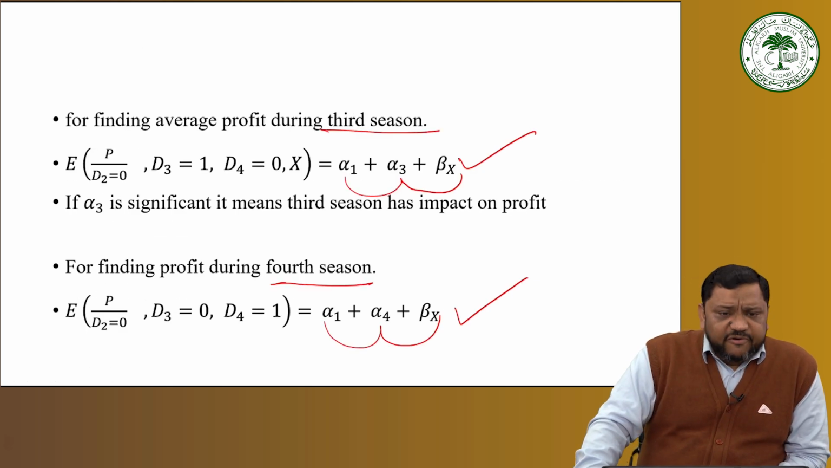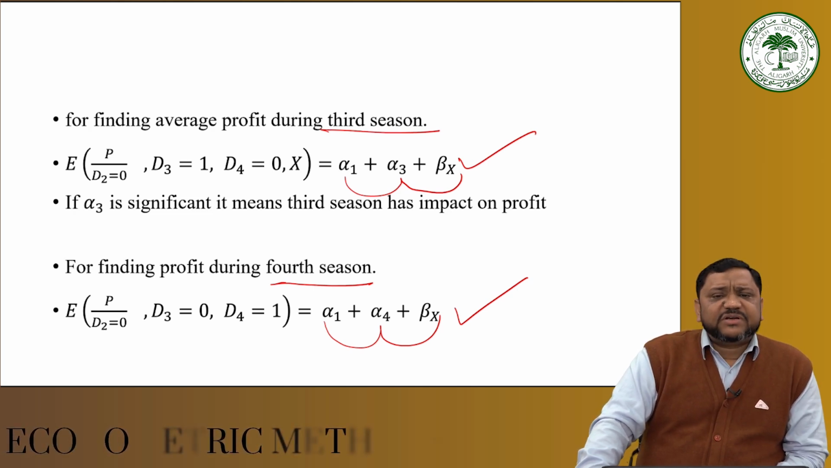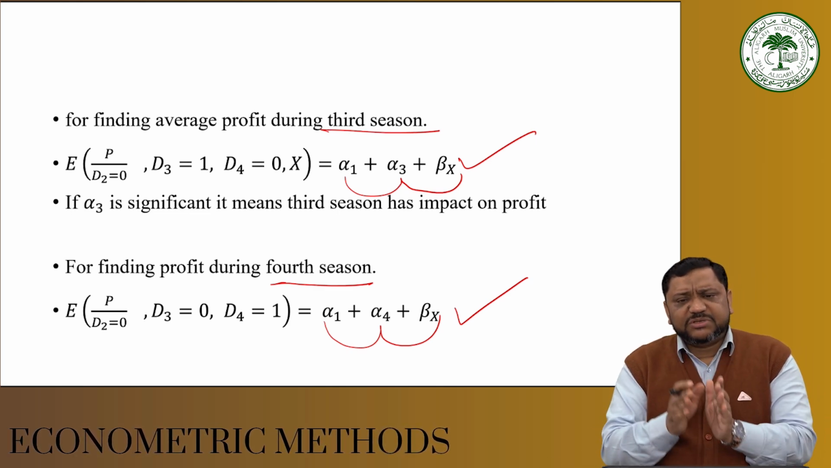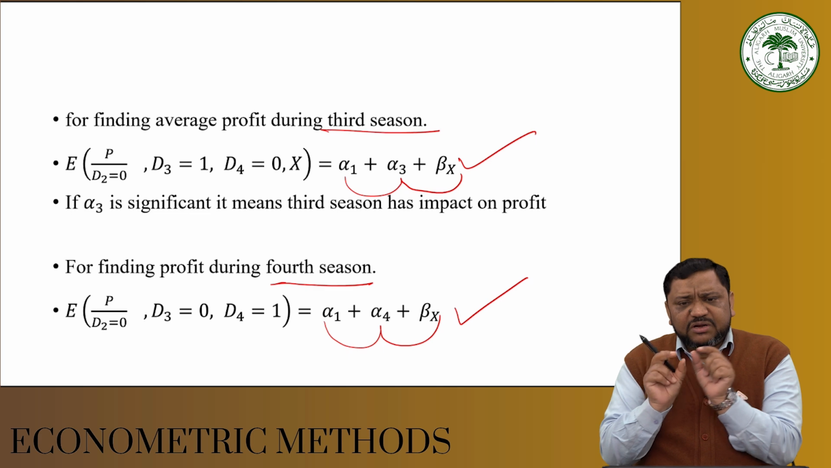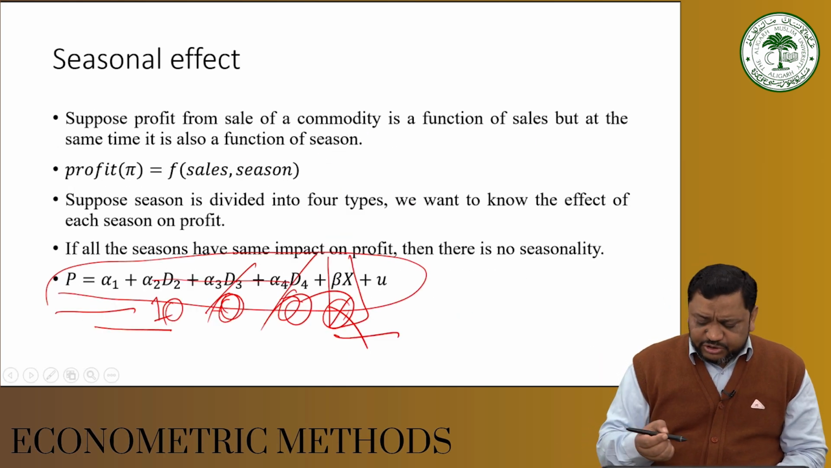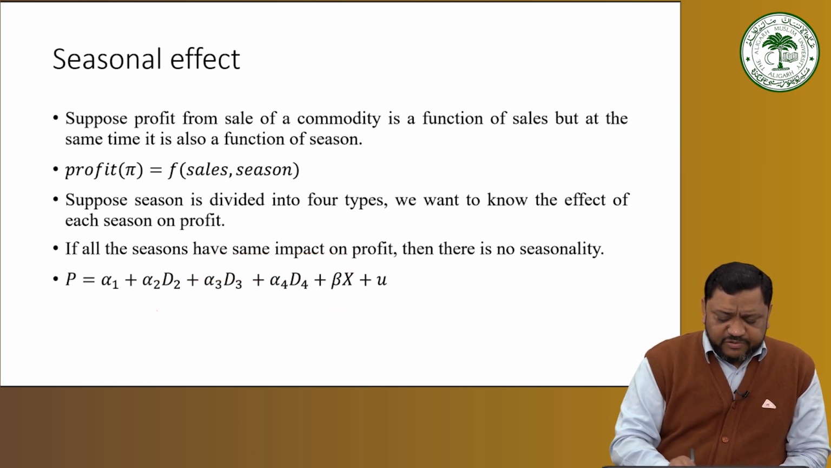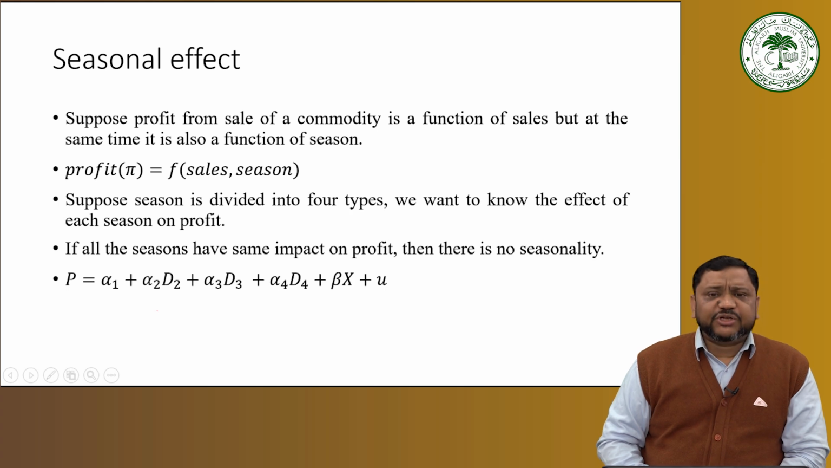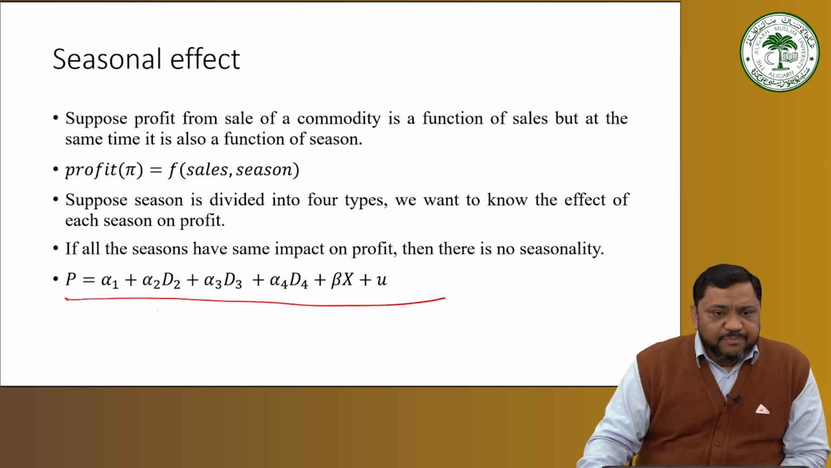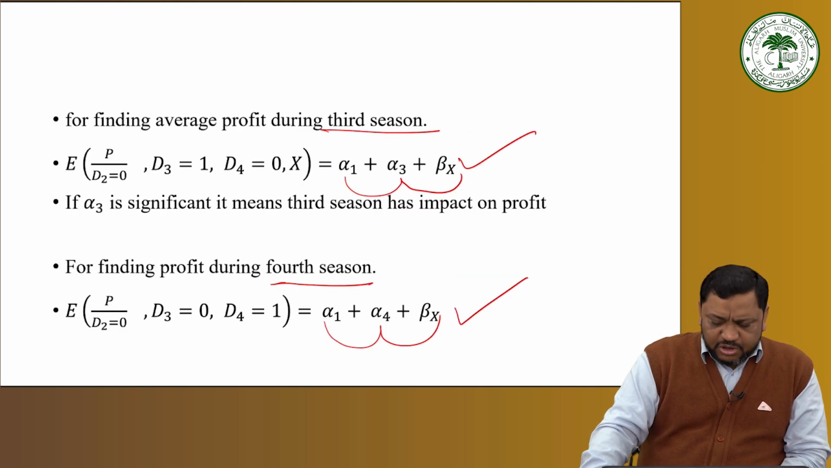So this is a way to incorporate the element of seasonality in your analysis. You don't have to break your data into a summer season, winter season, autumn season, and rainy season, and then do small regressions. You just go on with the calculation of one. You formulate it with your equation with the help of the incorporation of dummy variables, and this equation can give you the impact of the seasons on the profit along with the sales of that commodity.